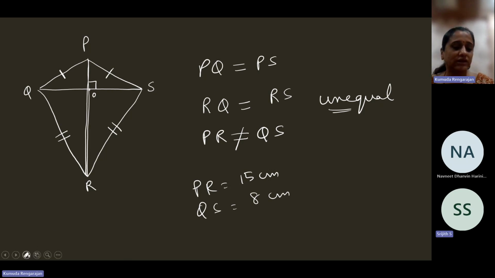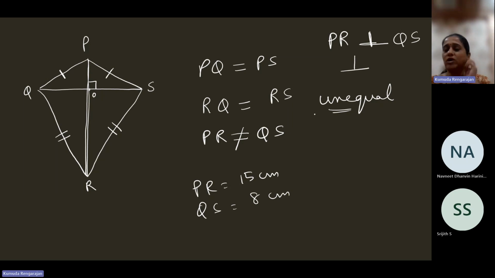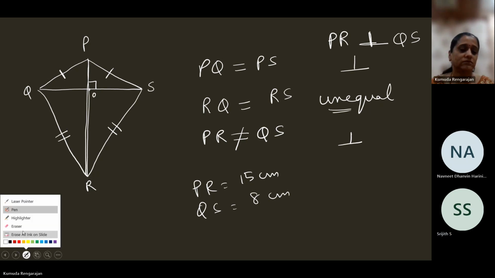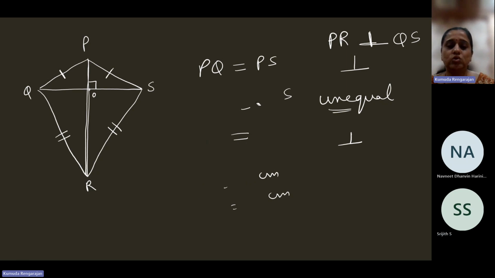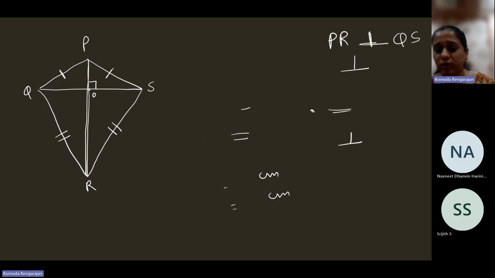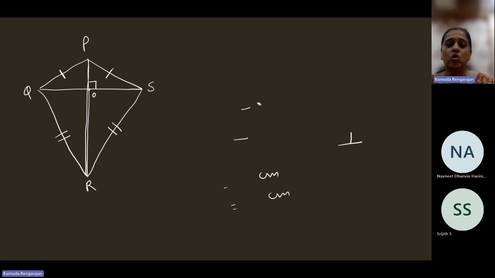We write it like this symbolically. The diagonal PR is perpendicular to diagonal QS. PR is a diagonal, QS is a diagonal. There's a symbol for perpendicular. Okay. So two pairs of adjacent sides that are equal, and no pair of opposite sides parallel. Diagonals unequal. Diagonals are perpendicular to each other.